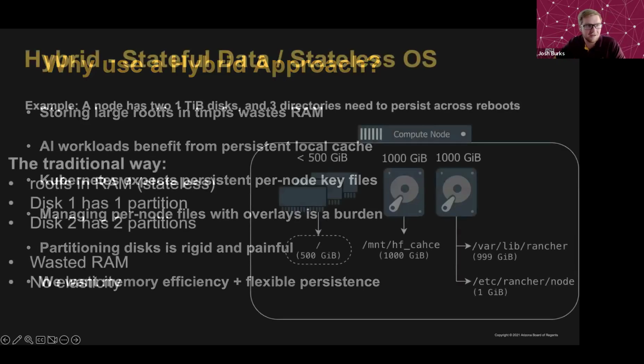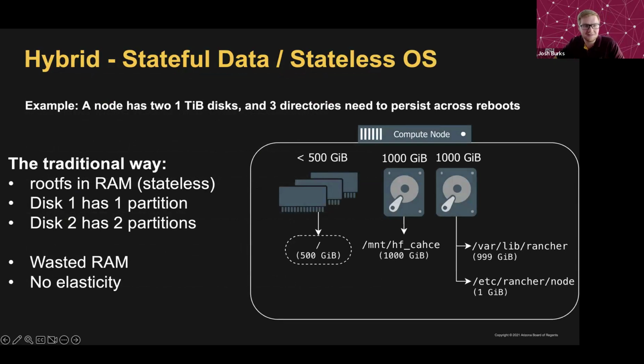So if we wanted to have a hybrid system here with stateful data and stateless OS, let's look at an example where we have two 1 terabyte disks in a node, and we have 3 directories that need to persist across reboots. So in a traditional way, we would have the rootfs in RAM as a stateless tmpfs file system. And then we could put one of these directories on the one disk and maybe split the other one up into a couple of partitions so we could have those 2 directories.